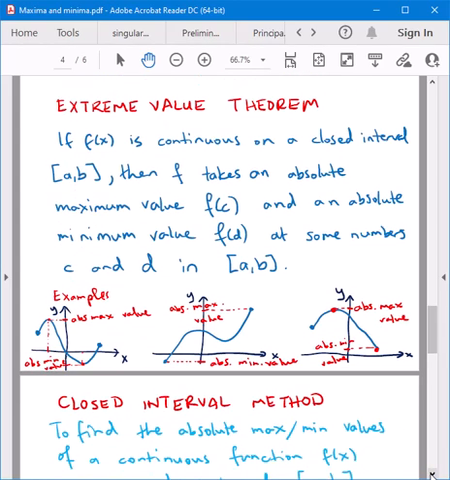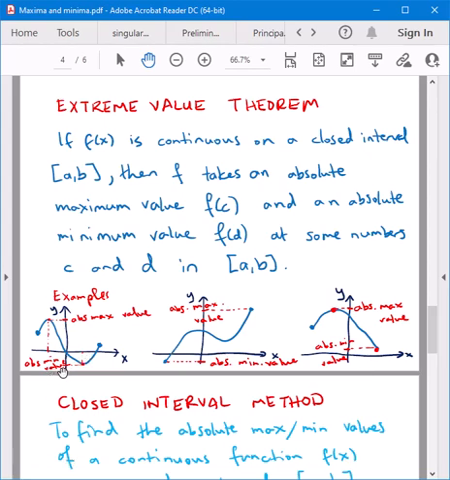This theorem is also important, and it has some nice uses which we will also deal with. So the extreme value theorem states that if f is a continuous function on a closed interval a to b, then f takes an absolute maximum value f of c and an absolute minimum value f of d at some numbers c and d in the interval a to b. Here are some possible pictures.